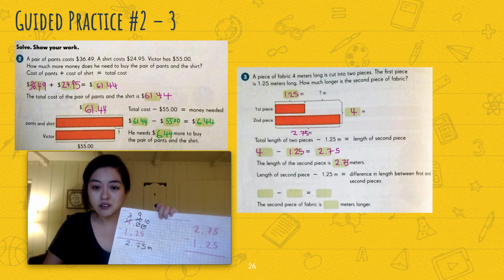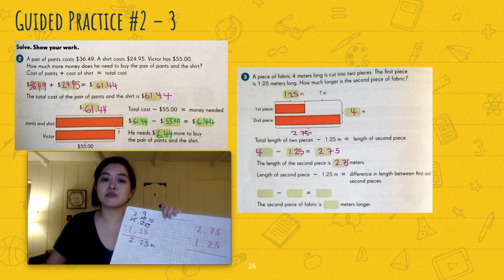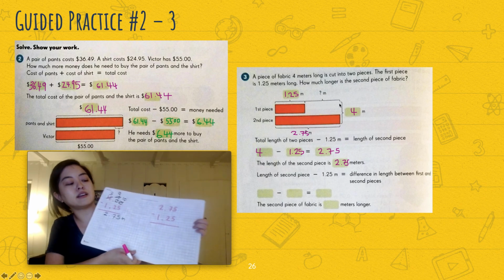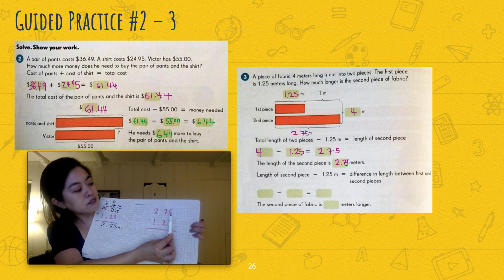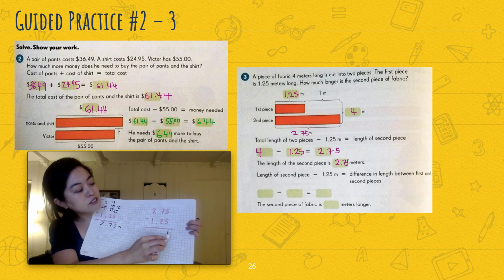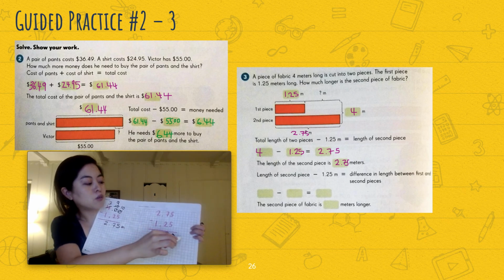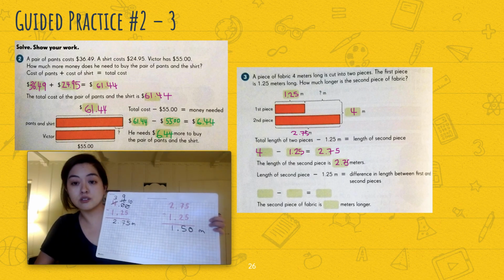Okay. So now, let's see. Okay, it's 2.75. And then the question is, how much longer is the second piece of fabric? Okay, because now we can look at this bar model here, okay? So the first piece is 1.25, the second piece is 2.75, and it's longer, but how much longer? I have to subtract, okay? So I stack them up like this. 5 hundredths take away 5 hundredths is 0 hundredths. 7 tenths take away 2 tenths is 5 tenths. Drop the decimal point, 2 take away 1 is 1, so it's 1.50 meters.